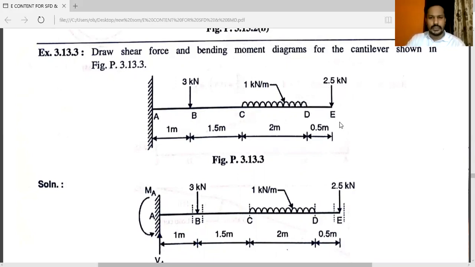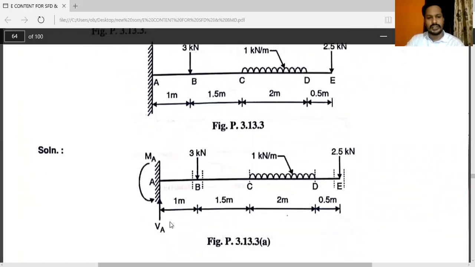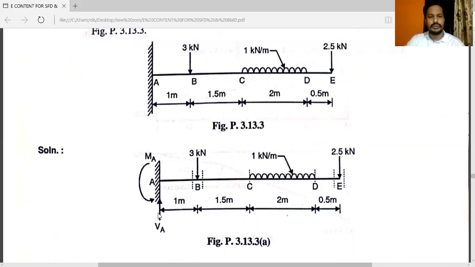You know that in a cantilever, one end is fixed and the other end is free. If a fixed support is there, then there will be 3 reactions: 2 reactions and 1 moment. This one is your vertical reaction, that is VA. One more reaction will be the horizontal reaction, that is VH, and a moment will be there. You can see this free body diagram.